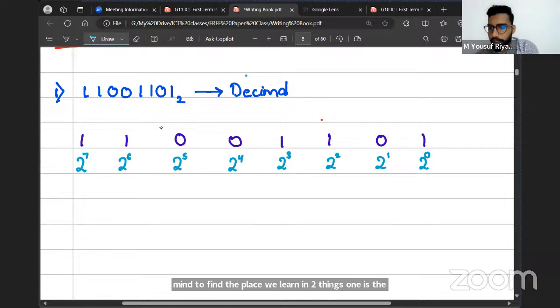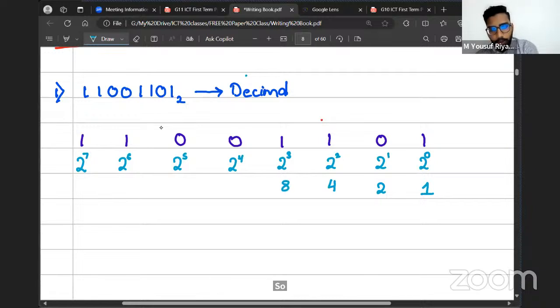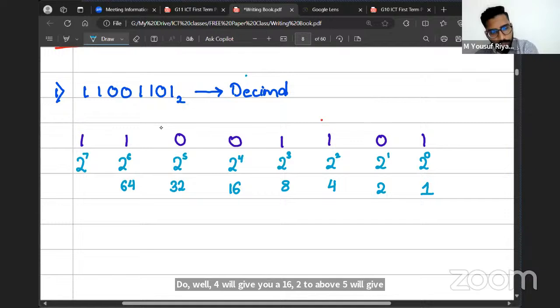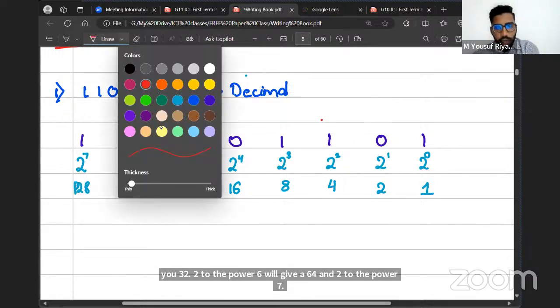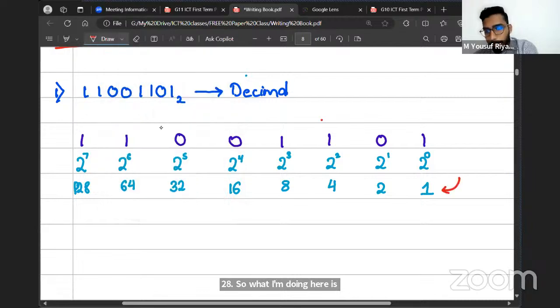What is the value of 2 to the power 0? That's going to give you 1. What is the value of 2 to the power 1? That's going to give you 2. Likewise, if you derive the remaining values, 2 to the power 2 will give you 4, 2 to the power 3 will give you 8, 2 to the power 4 will give you 16, 2 to the power 5 will give you 32, 2 to the power 6 will give you 64, and 2 to the power 7 will give you 128. So what I'm doing here is deriving each digit's place value.